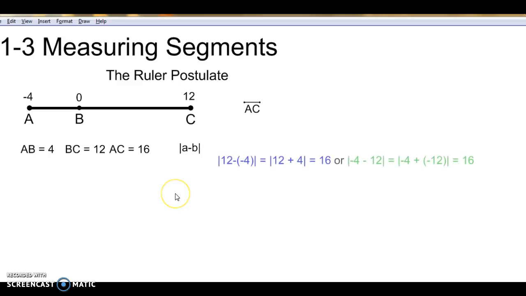Here I have shown how to find segment AC two different ways, and notice that each time I got 16, no matter the order I started with. What do you notice about segments AB, BC, and AC? I notice that 4 plus 12 equals 16, which leads me to our next topic.